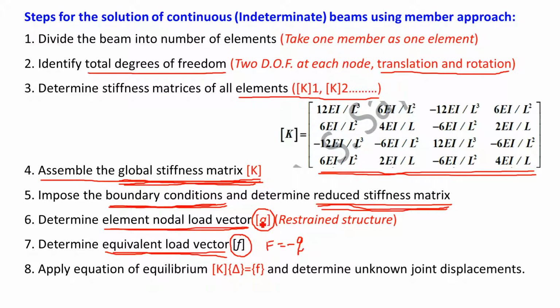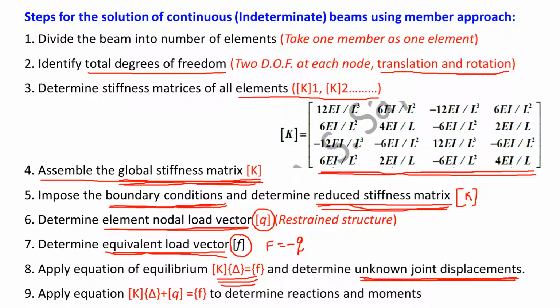So once you calculate the small q, f and a reduced stiffness matrix k, finally you have to use the equation k into delta is equal to f, which will give you the unknown joint displacements, or non-zero kinematic unknowns, or non-zero degrees of freedom. These are the brief steps of the solution by member approach. Now we'll start the numerical example.